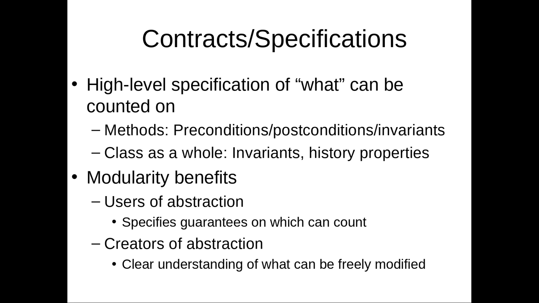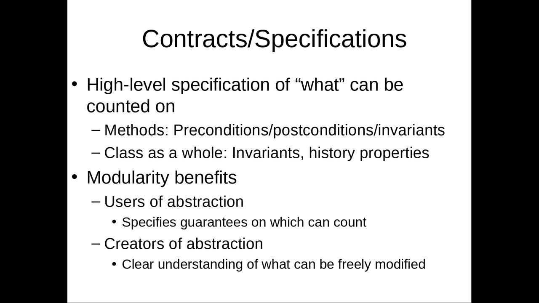Invariants: what's the difference between an invariant and a history property? Anyone remember? I went over this pretty quickly, and I want to be sure you folks are powered, because I consider it pretty important. What's the difference between an invariant and a history property? Anyone? An invariant is something that at any one time is true. At any point, you can check it. Right now, this invariant has to be true.